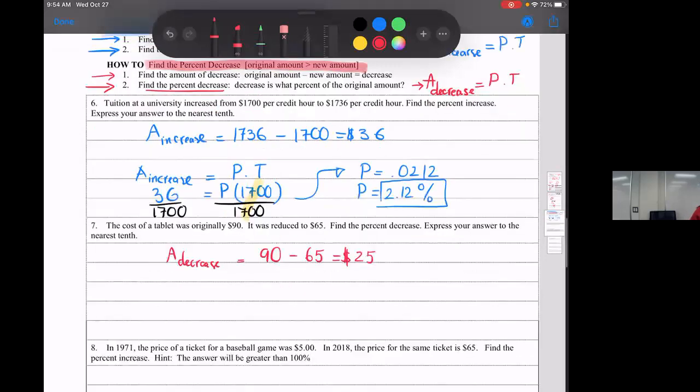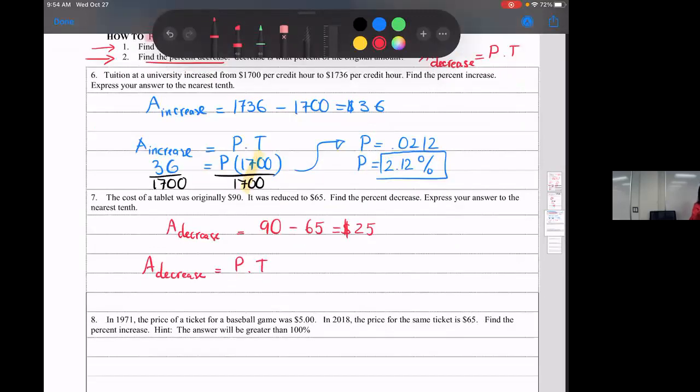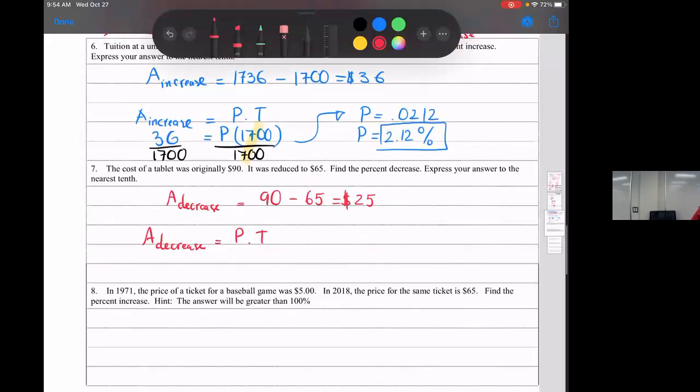And now I want to find the percent. The minimal amount that you're writing is what I'm showing you here. I know you know how to do it, but you still have to show your work. The amount decrease is $25. P is what I'm looking for. T is the original amount, $90. That's why we write out the formula, so we don't make silly mistakes, because a lot of the time people just pick 65. Divide both sides by 90.